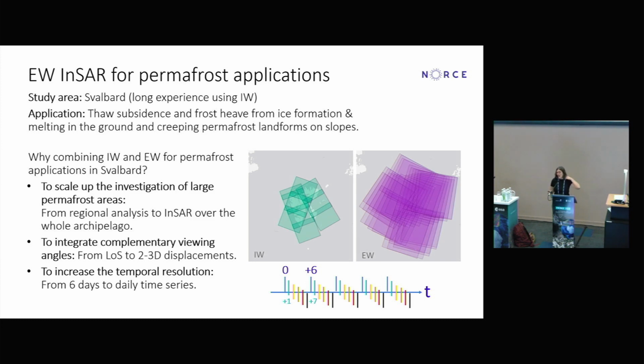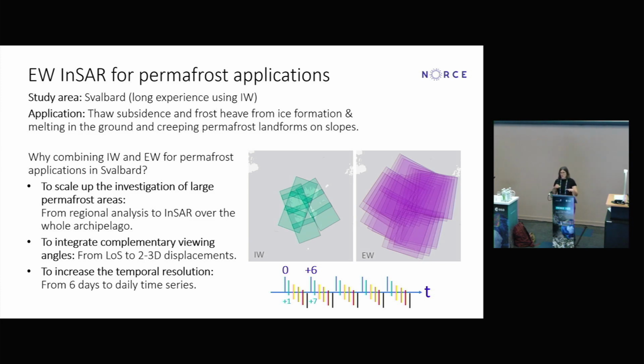The question was why actually use EV, because we have IV mode available, and we have worked with IV before. But as you can see, the coverage is really different. There are 8 tracks, I believe, with EV, and we have 1 ascending and 1 descending with IV. So there is, of course, a question of temporal resolution, that we can theoretically increase the temporal resolution if we manage to merge this time series in a good way.